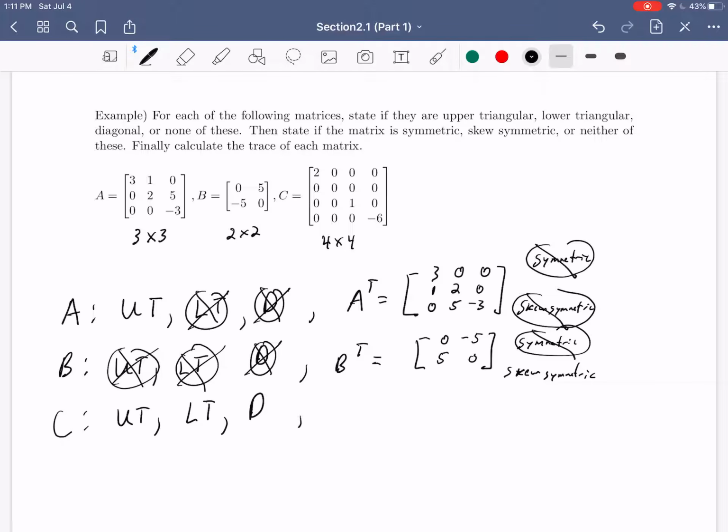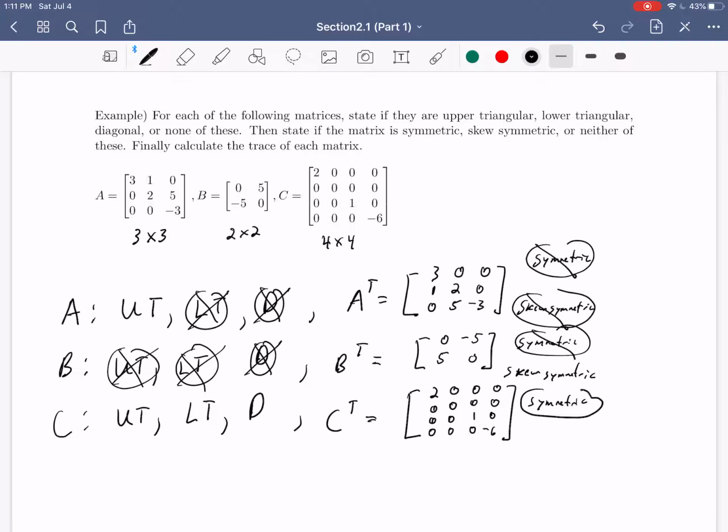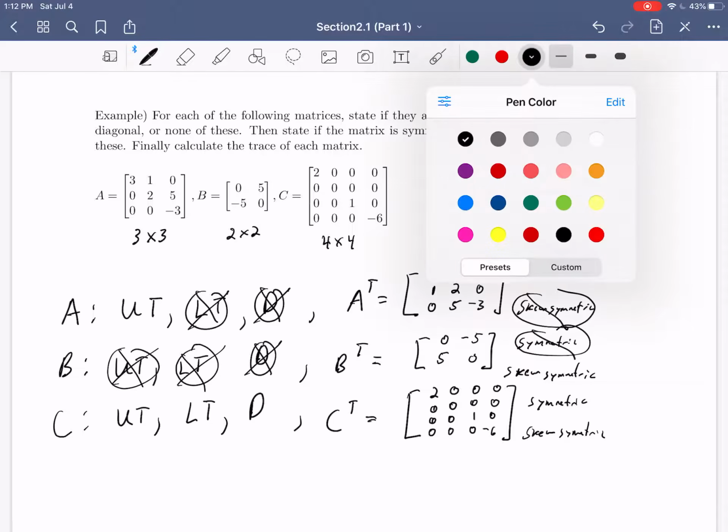All right, and let's look at C transpose. Well, it would be 2, 0, 0, 0, and then 0, 0, 0, 0, and then 0, 0, 1, 0, and then 0, 0, 0, negative 6. So there we go. That is identical to this. So this would be one that is symmetric. And of course, if it's symmetric, it's not going to be skew symmetric because it needs to be itself, not its negative. So it is definitely not skew symmetric here.